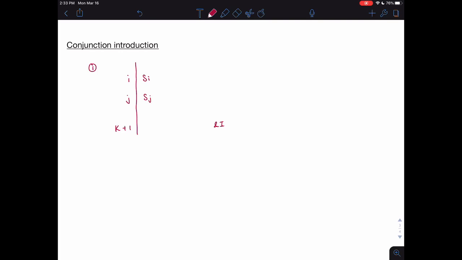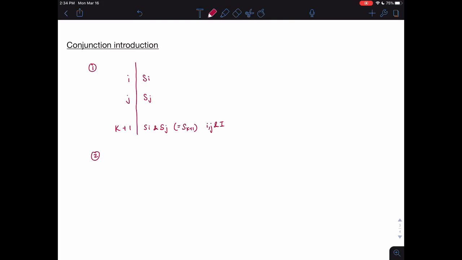So line k plus 1 is going to be Si and Sj, and that's just going to be the same thing as Sk plus 1. And we justify that as i, j, conjunction introduction. That completes step 1, so we wrote a schema of the derivation where line k plus 1 is justified using conjunction introduction. Now step 2.